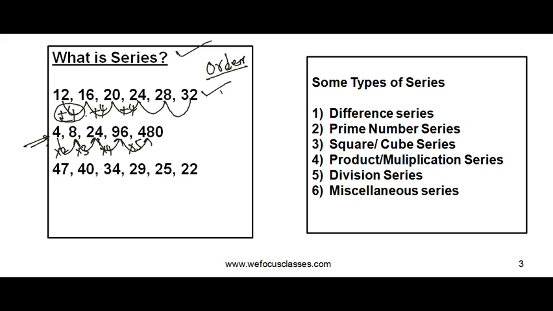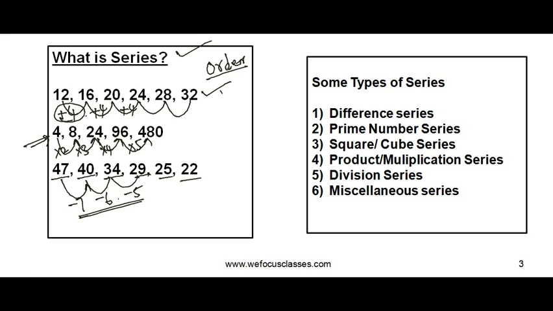And go through the next example. Here it is given 47, 40, 34, 29, 25 and 22. From 47 you get 40, so you are subtracting 7. From 40 you get 34, you are subtracting 6. From 34 you get 29, you are subtracting 5. Since you are following a difference order, this is a difference series.